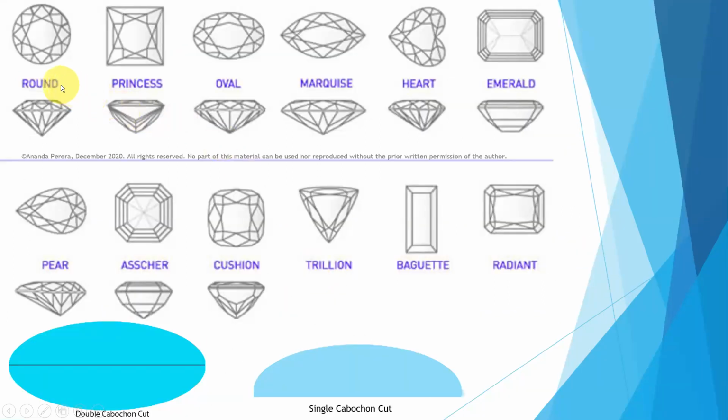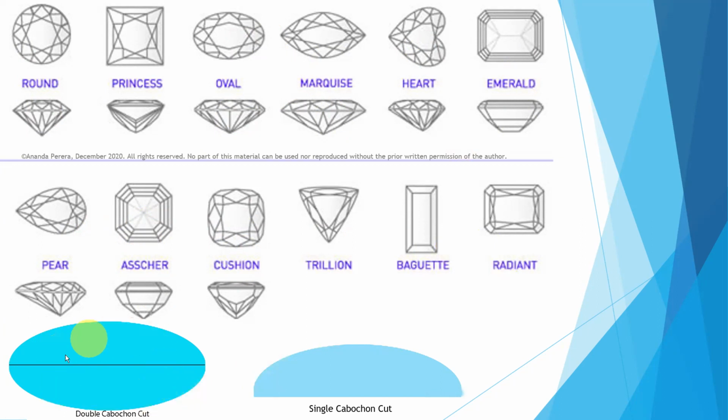Here, round, top and the bottom. The side view, top and the side view. Princess cut, top and the side view. Oval, top and the side view. Marquise cut, top and the side view. And heart shape, heart cut, emerald cut. Pear, Asscher, cushion, trillion, baguette, radiant. Those are the cuts and the shapes.